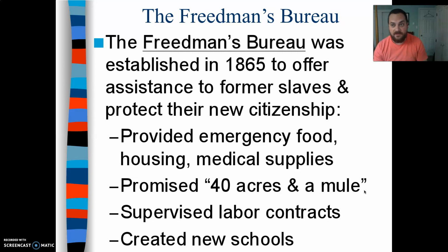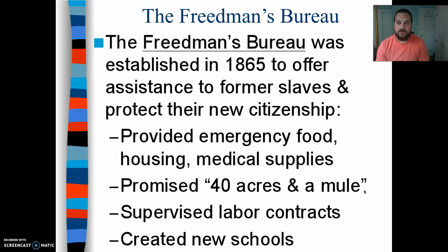Remember, these people have nothing. They were slaves. They weren't allowed to have any personal property, any training. So in many ways, when slavery ends, they're just dropped. And they don't really know what to do because they had never been in this situation before. They were all promised 40 acres and a mule. The federal government would give you 40 acres of farmland and a mule. That never really materializes.